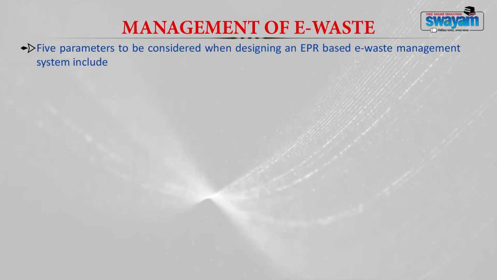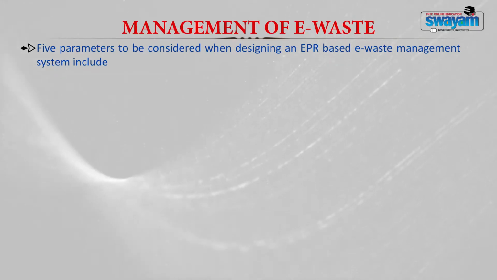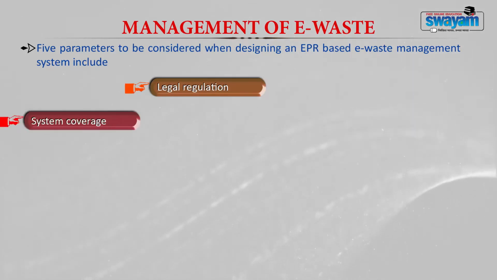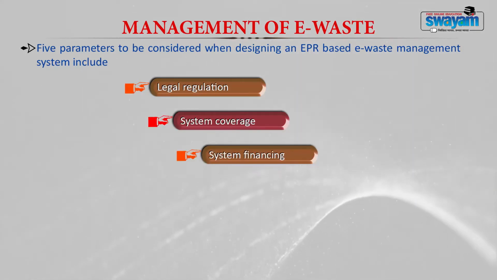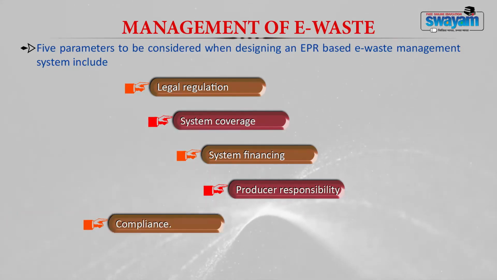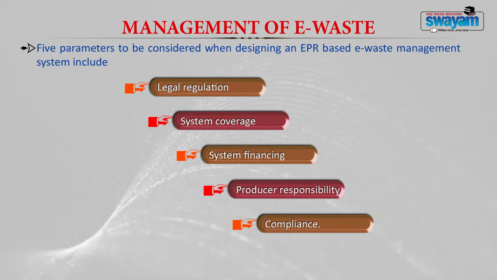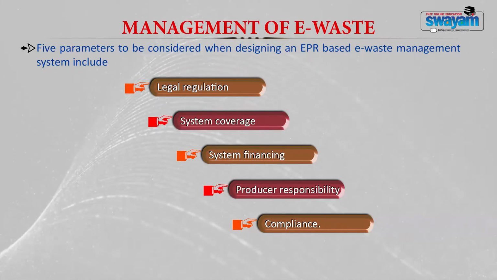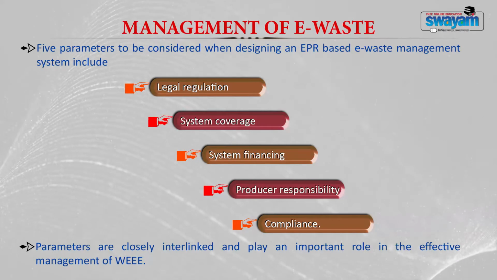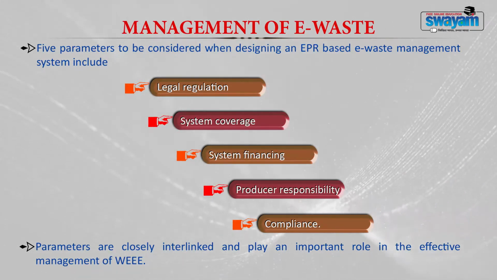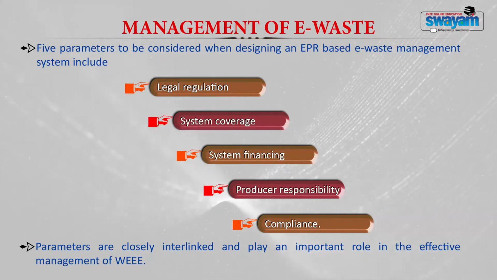That is EPR. Now, there are 5 parameters to be considered while designing an EPR based e-waste management system. They include legal regulation, system coverage, system financing, producer responsibility and compliance. These are the 5 parameters you have to look into while designing your EPR. These parameters are closely interlinked and play a very important role in the proper management of waste electrical and electronic equipment.